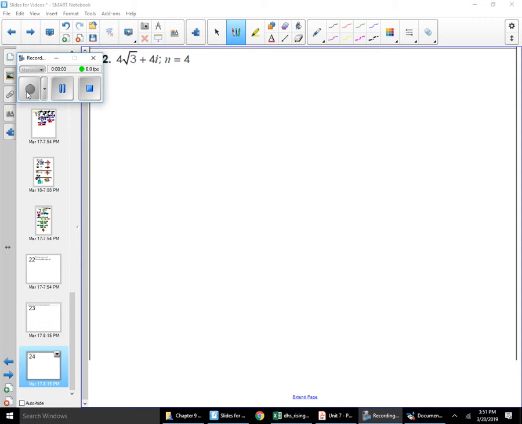So here is one that we were actually asked to find. 4 root 3 plus 4i, and in this case I want fourth roots. That's what that n equals 4 is there to help us find. So first things first, we need polar form.